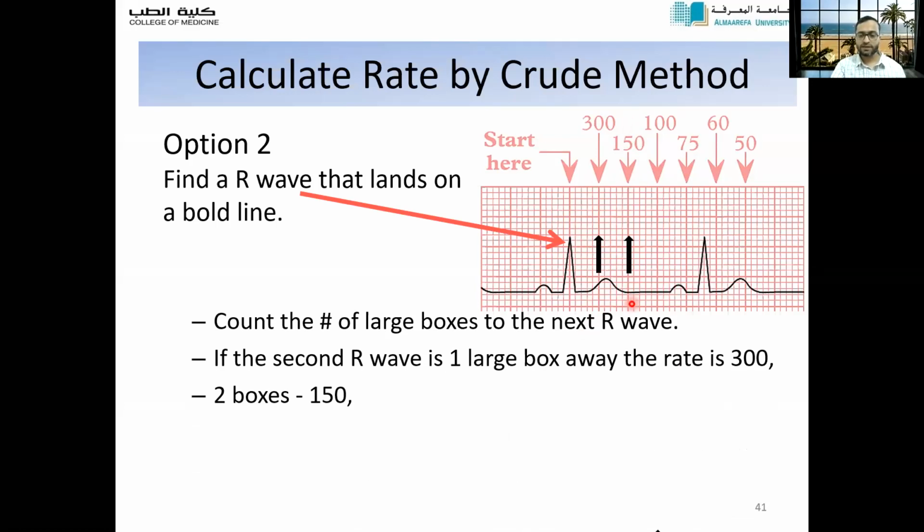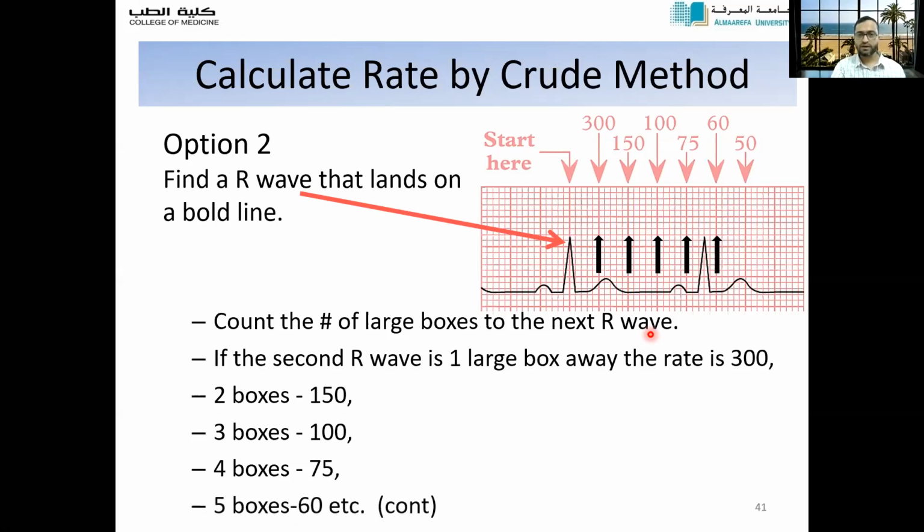If the second R wave by chance is after 3 big squares, then the heart rate is 100. If the second R wave is after 4, the heart rate is 75. If the second R wave is after 5 boxes, then the heart rate is 60. And similarly, if it is after 6, the heart rate is 50. So normally in a living human being, the heart rate will not vary beyond 50 to 300. And these values are not difficult to remember. 300, 150, 100, 75, 60, and 50 is quite easy to remember.